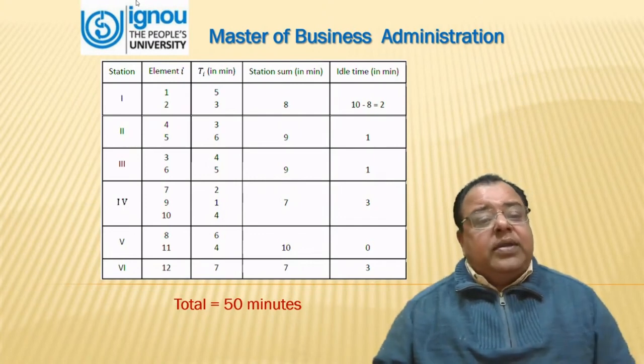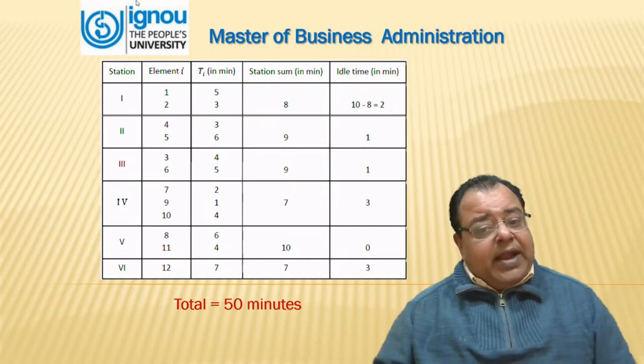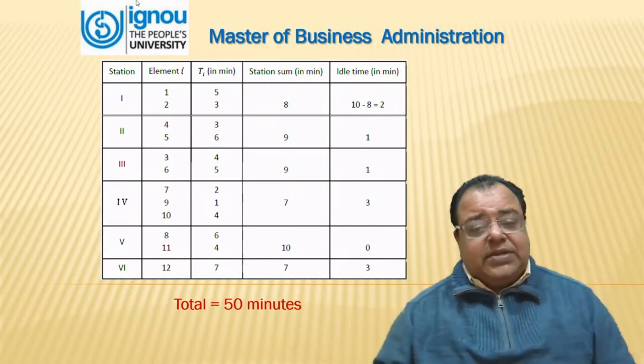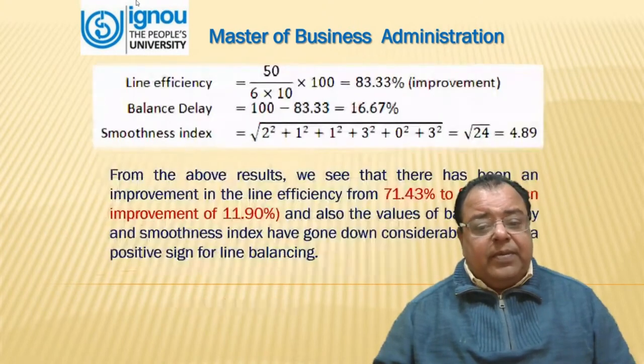Group 1, the elements are 1 and 2, total time is 8, and idle time is 2. We will be calculating for all the 6 stations. This comes out to be 0 for station number 5.